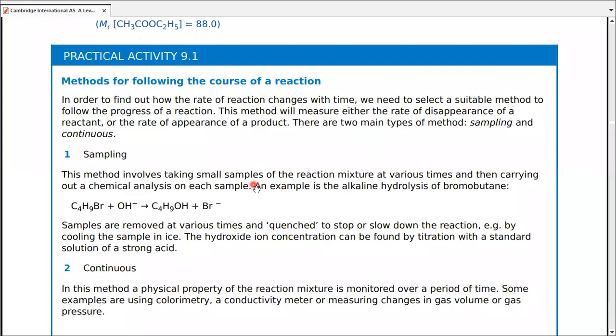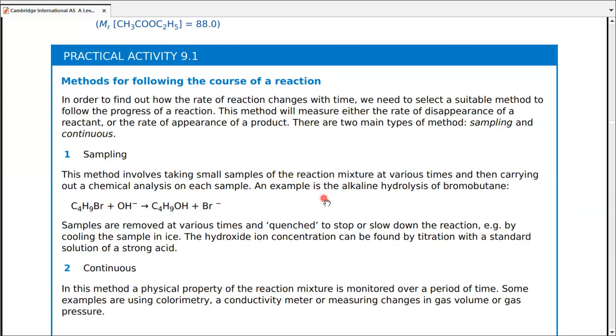So, methods for following the course of the reaction. Course of the reaction is very important when it comes to rate of reaction and its measurements. Whenever we need to measure the rate of reaction with respect to time, we need a suitable method. By course of reaction, we mean that the method is going to follow the progress of the reaction. This method either measures the rate of disappearance of reactant or the rate of appearance of product.